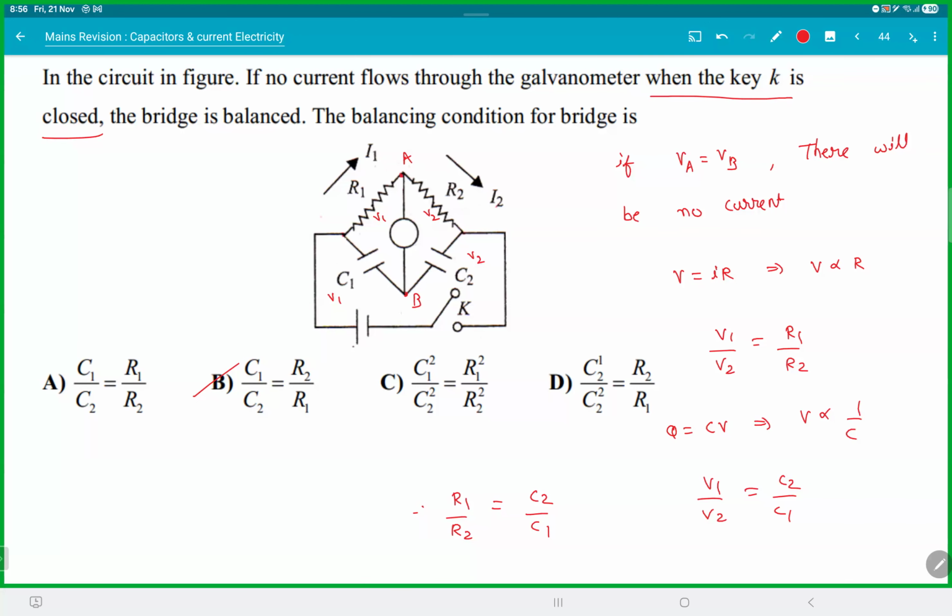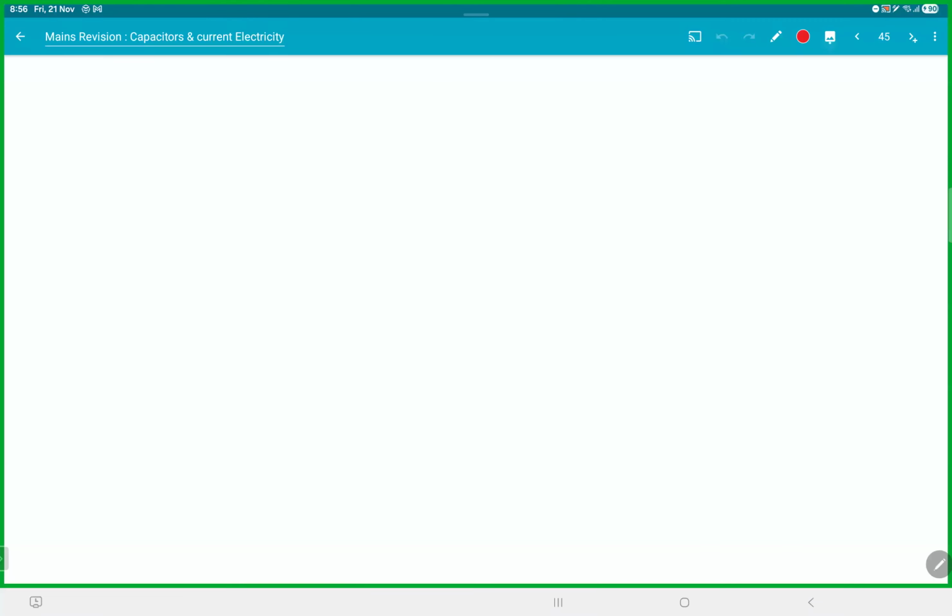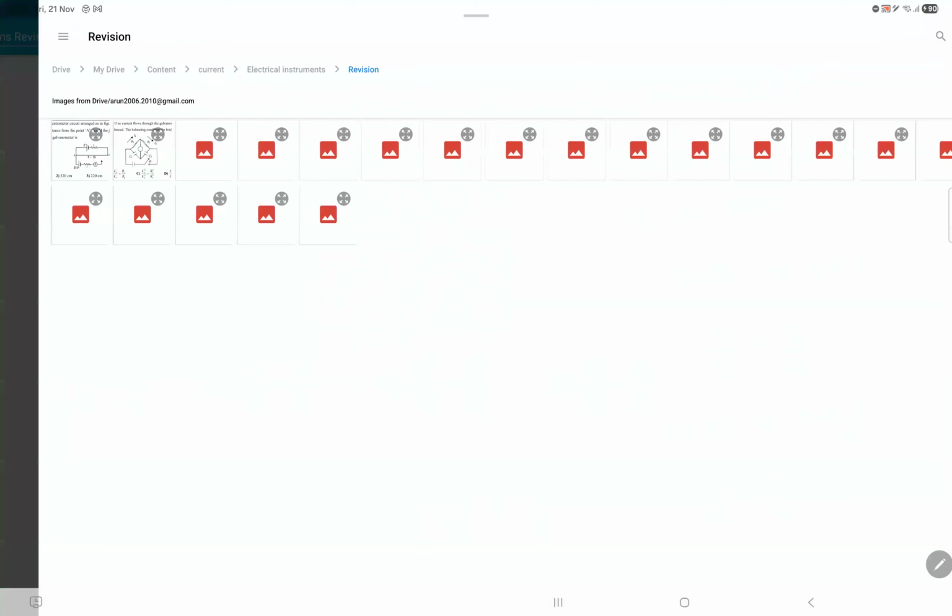So in series, the voltage will divide in the opposite ratio for capacitance and resistance. That is the reason A and B ka potential was always the same. That's why current will never flow in the ammeter in the middle. Clear? Easy question, not tough, but a little different. You see the capacitors and people think, okay, what the hell? It's more of a shock factor.